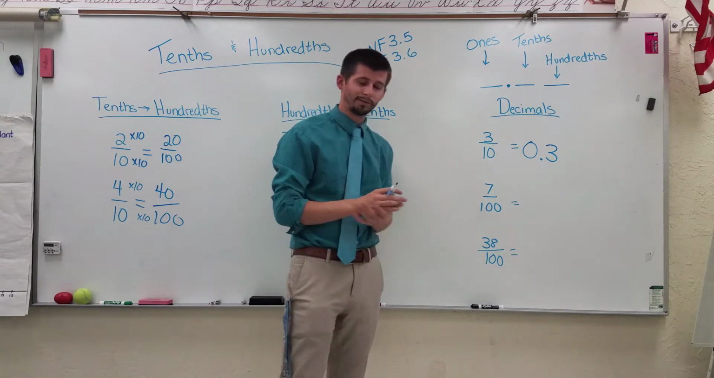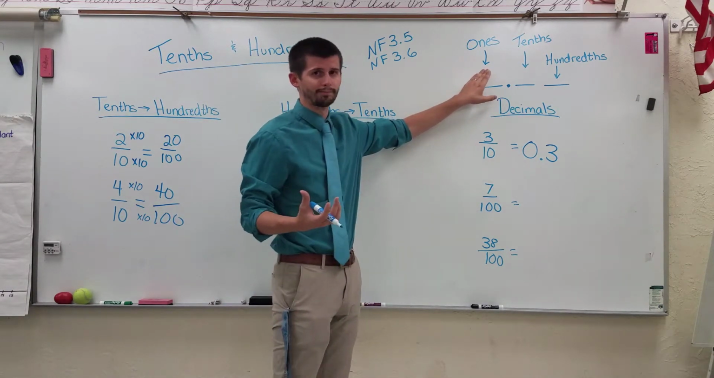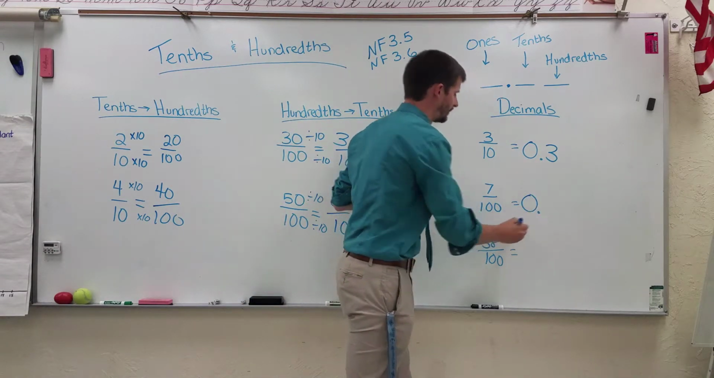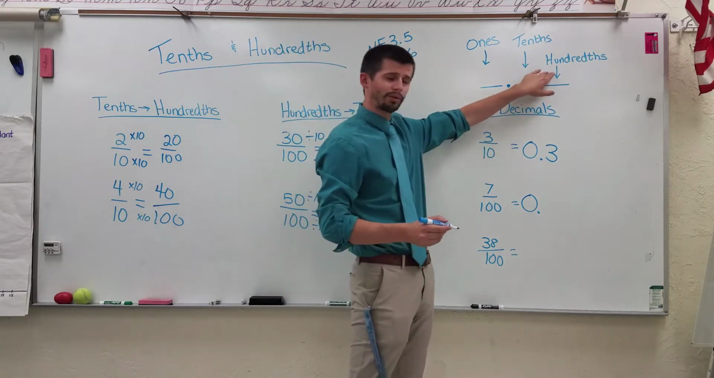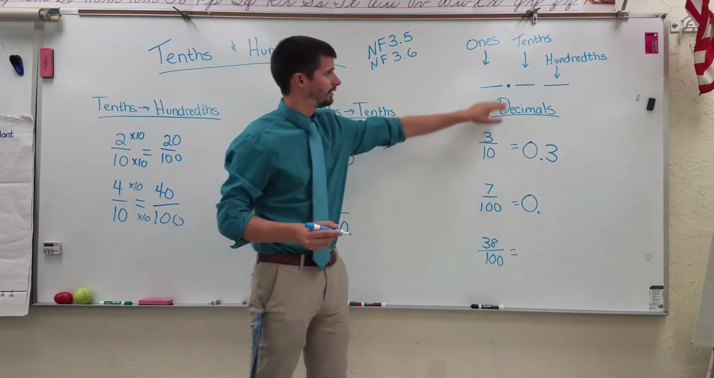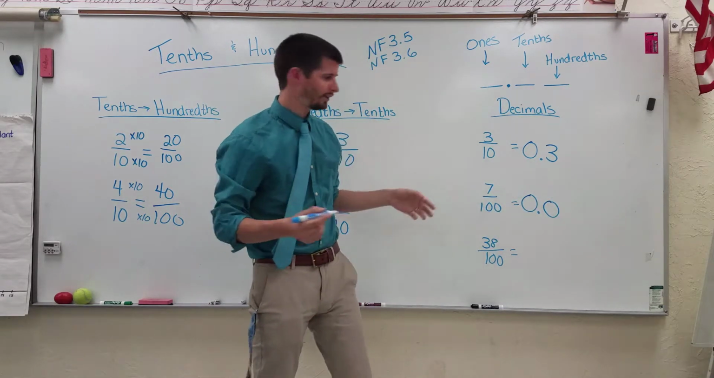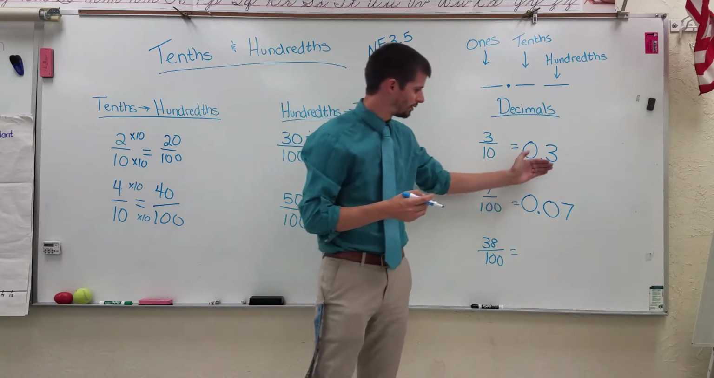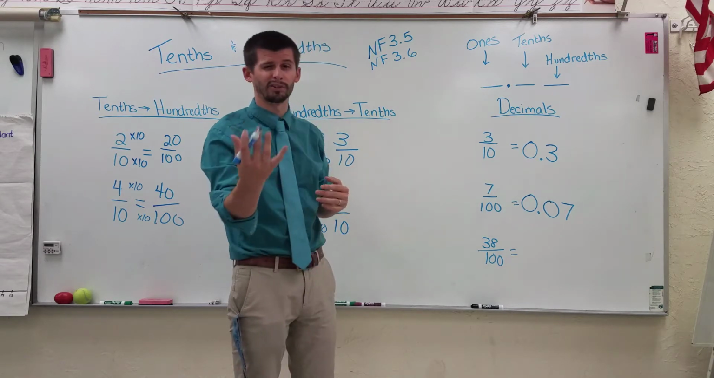So now I have 7 hundredths. Again, I don't have any ones. I don't have a full whole, so I'm going to do 0 ones. And now I have 7 hundredths. So in that hundredths place value, I need to make sure I have a 7, and I don't have any tenths, so it's going to be 0 in the tenths place, and 7. So 0.07 for that equivalent decimal.